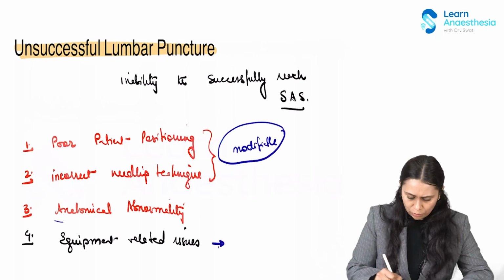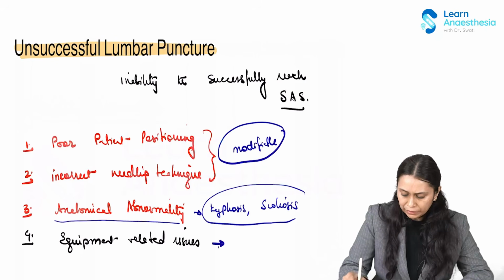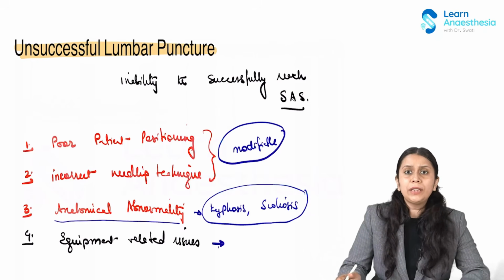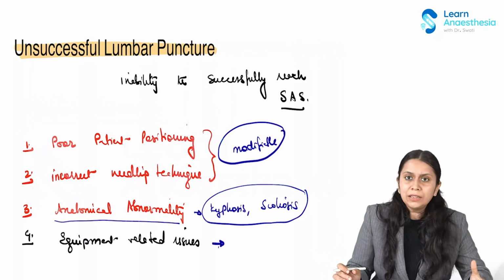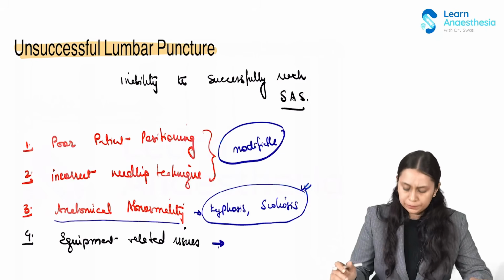And anatomical abnormality, like your patient having kyphosis or scoliosis, right? We just need some level of experience to give spinal in these patients. Maybe in the patient with anatomical deformity, the ultrasound technique can be of great help in reaching the space, in knowing the depth of the space, knowing where the interspinous space is. So, here ultrasound can be a very good help. So, let us first discuss the equipment related issue which can lead to the failure.